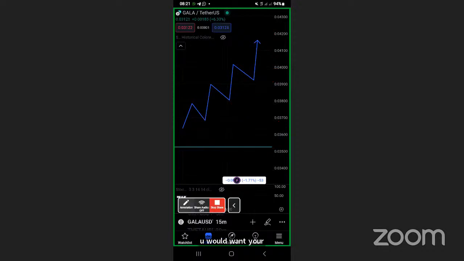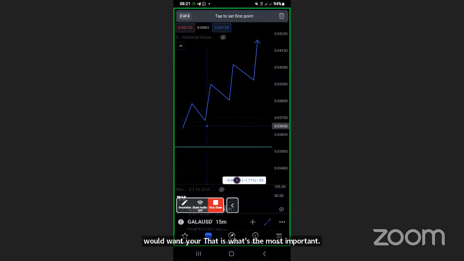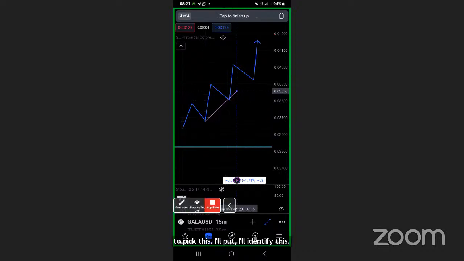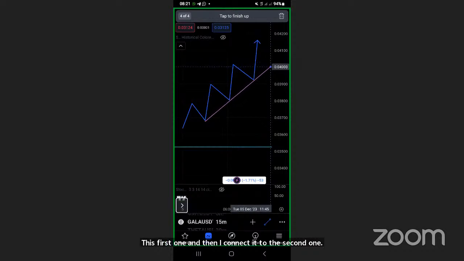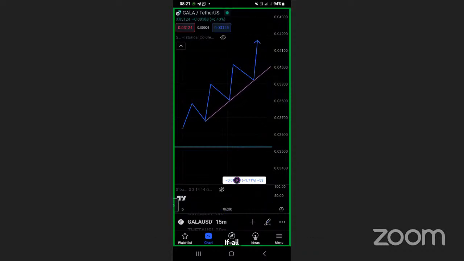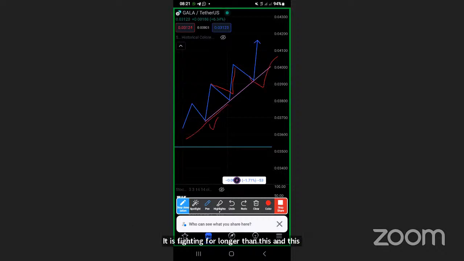Like in this case, you could just say, okay, I'm going to pick this first one, and then I connect it to the second one, or maybe to the third one. If all touch, it is fine. But if at some point any of them do not touch, like for example, in case this one was like this and it does not touch, it is fine for as long as this and this have touched. That is most important.